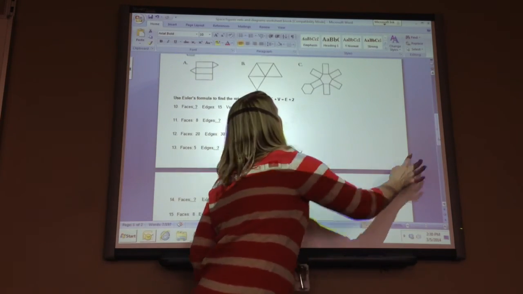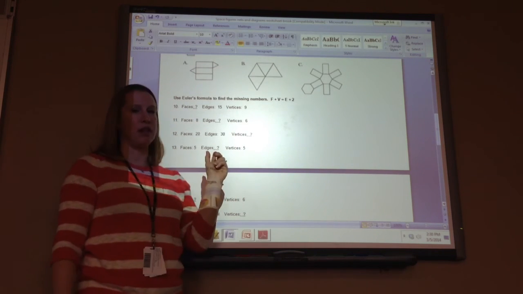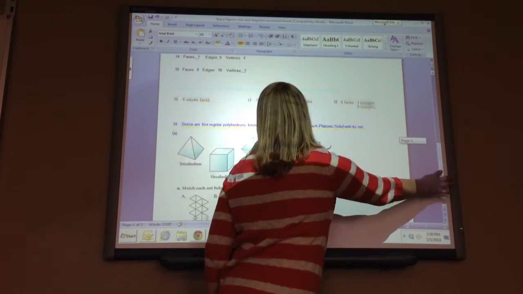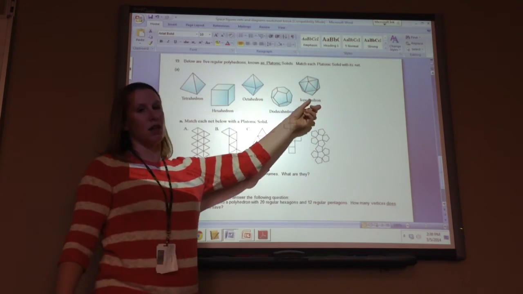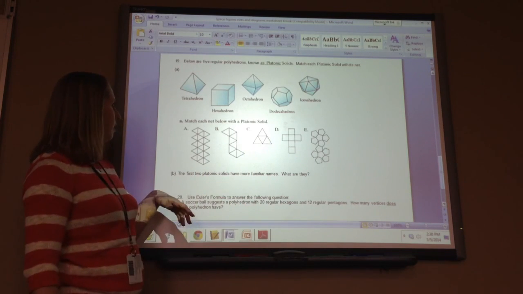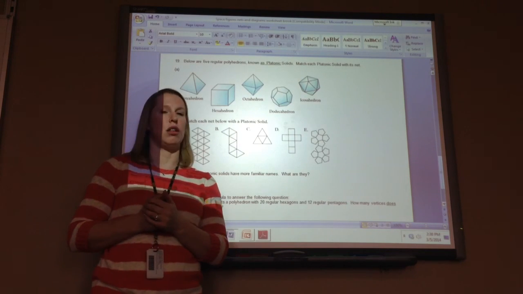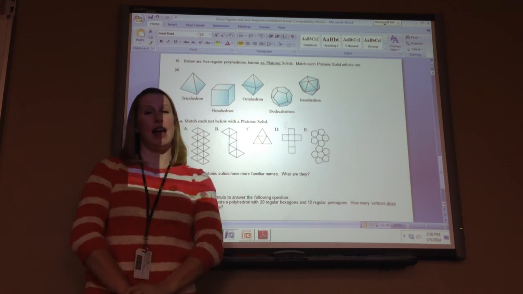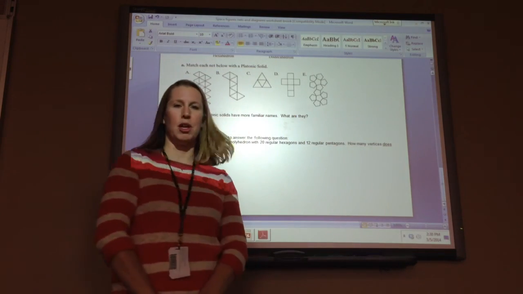Then you start your faces plus vertices equal edges plus 2. So you'll plug in the information that you have and then solve for the missing piece. And these were also on the notes. This is the Platonic solids, and you're going to match the Platonic solids to their net. So that is the first part. Part B says the first two Platonic solids have more familiar names. So I hope you remember the two names for a tetrahedron and a hexahedron, what the other names are. I think that's it. I hope you guys have a good day.